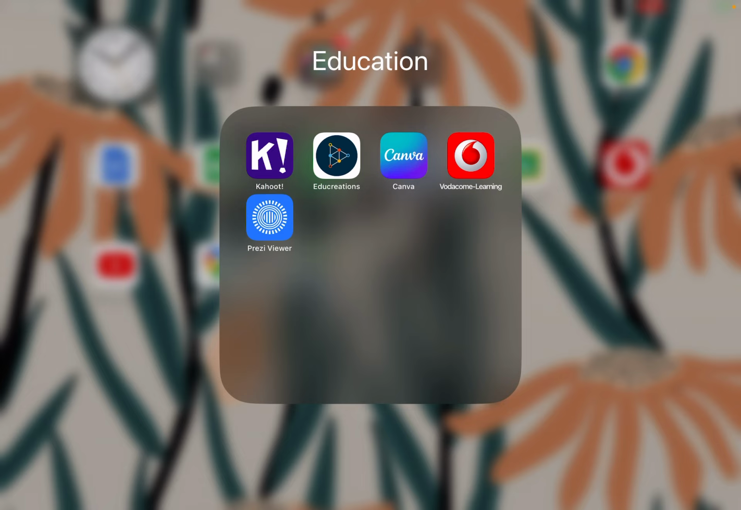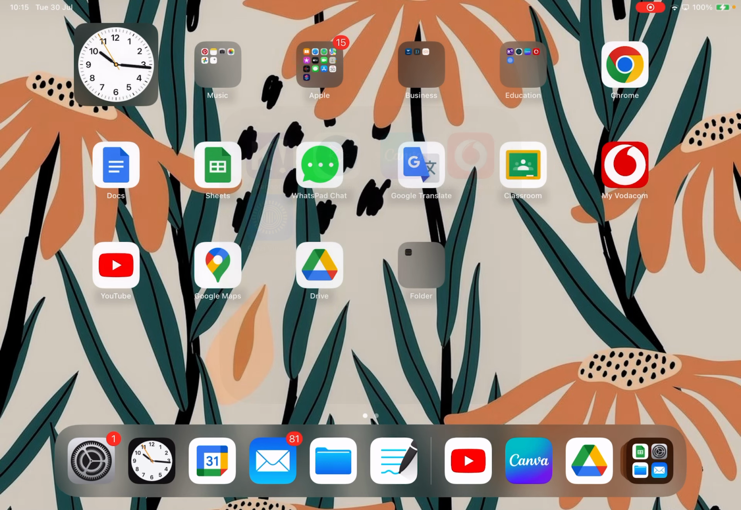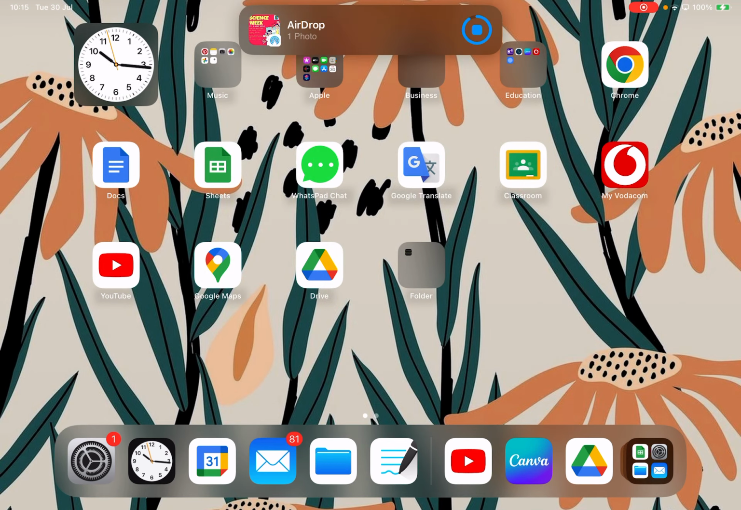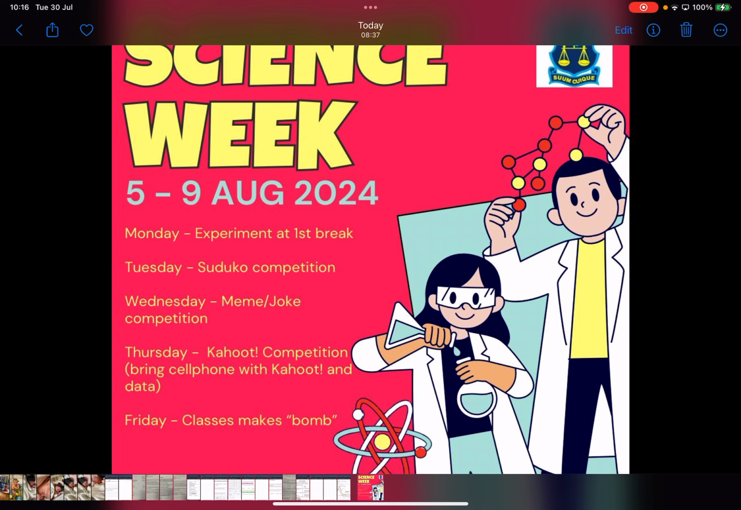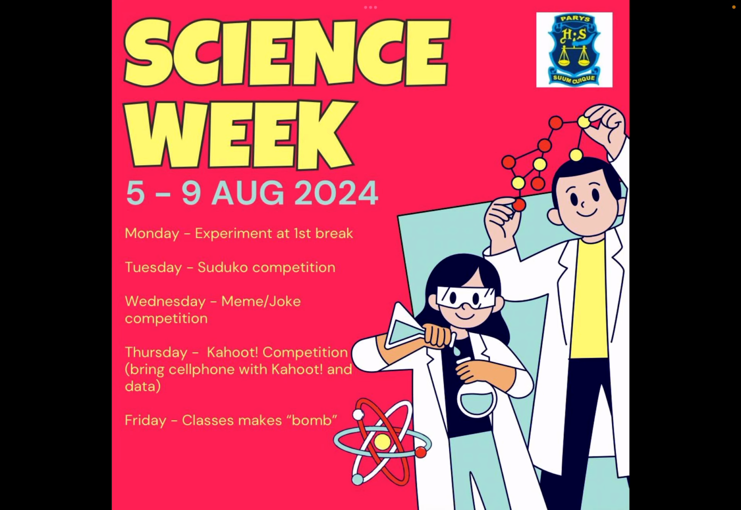Next week is Science Week. For Science Week, the following will happen. On Monday at first break, I'm going to do an experiment in class. Tuesday, there's going to be a Sudoku competition in class. So everything's happening at first break. You come in, I give you the Sudoku paper, and the first one to complete it and have it correct wins a prize. On Wednesday, you can send me memes and jokes on WhatsApp, and the one that I think is the funniest will win 50 Rand.